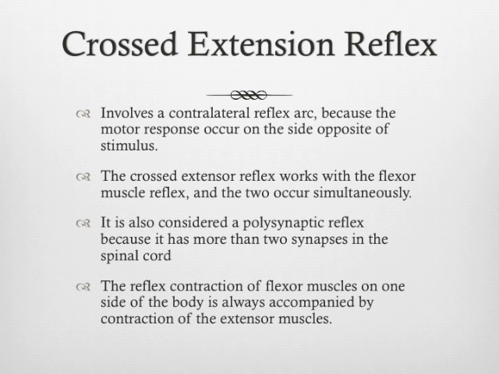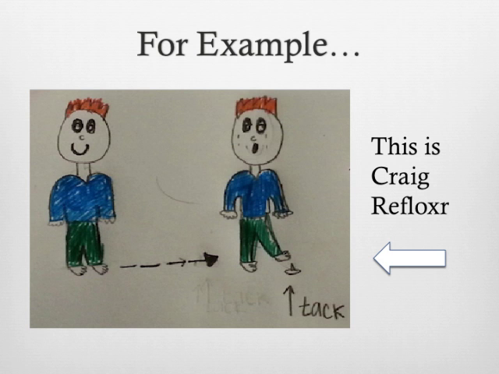Cross-extension reflex involves a contralateral reflex arc because the motor response occurs on the side opposite of the stimulus. The cross-extensor reflex works with the flexor muscle reflex, and the two occur simultaneously. It is also known as a polysynaptic reflex because it has more than two synapses in the spinal cord. The reflex contraction of flexor muscles on the side of the body is always accompanied by contraction of the extensor muscle. This is going to be an example of cross-extension reflex.